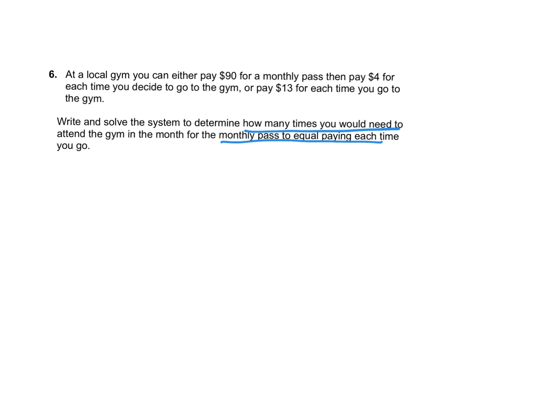So we're going to have two equations. For the first gym, they charge $90 for a monthly pass, and then you pay $4 each time you go. So you're going to pay your $90 for your monthly pass, and then you're going to pay $4 each time you go. And so we're looking for those words like each, every. That's the one that gets the variable. All right, so that's what that equation is going to look like.